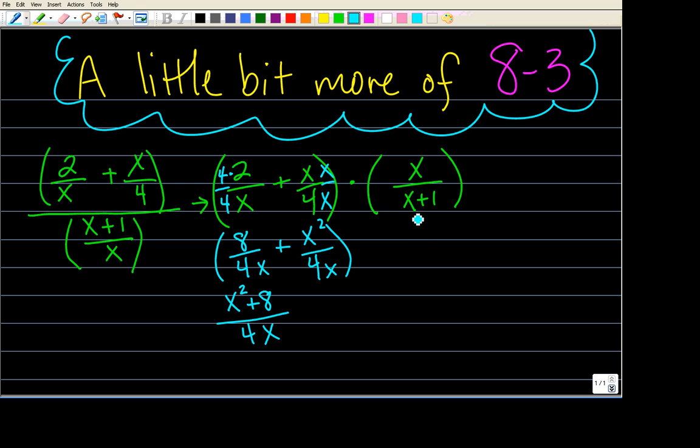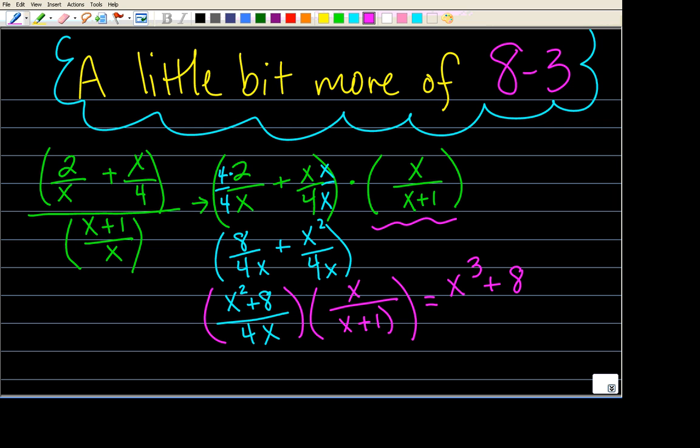Now we can multiply that by x over x plus 1. And remember, when we're multiplying, we don't have to do a common denominator. When we're multiplying fractions, we just multiply straight across. So x squared times x is x cubed, and 8 times x is just 8x, over, so 4x times x is 4x squared, and 4x times 1 is 4x.